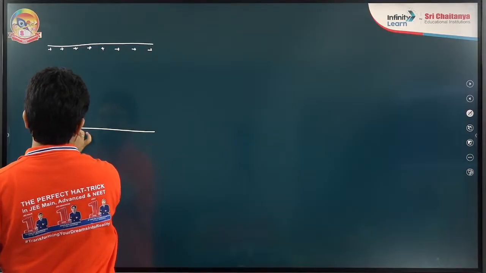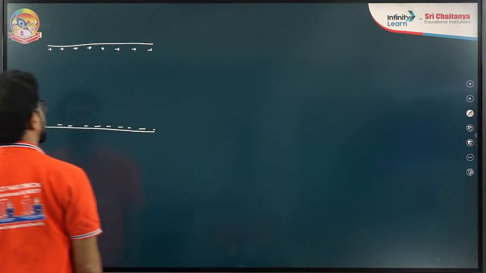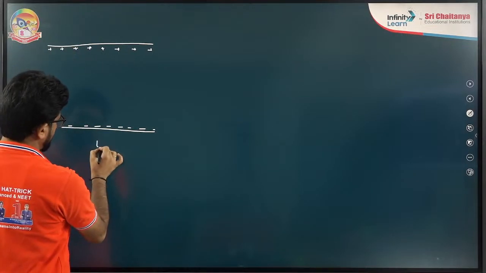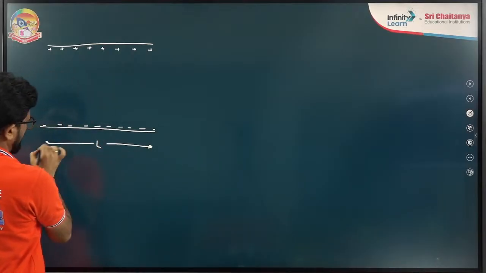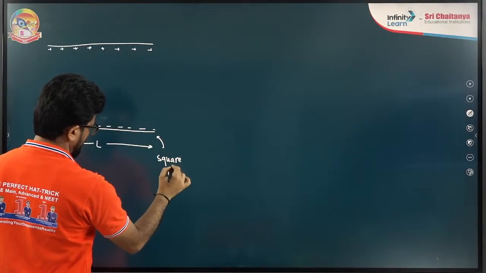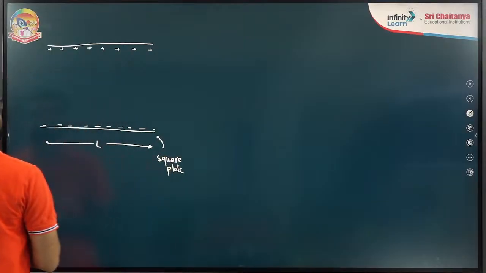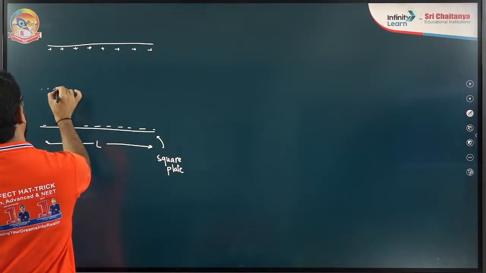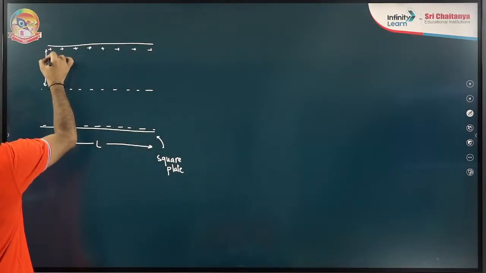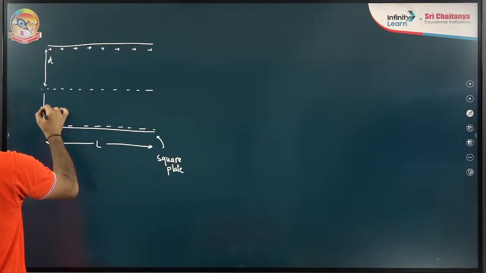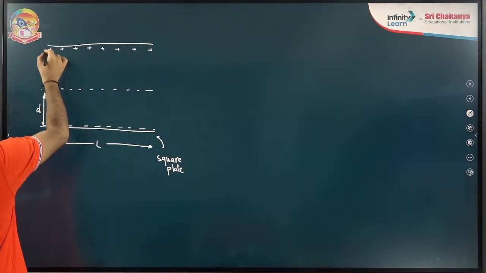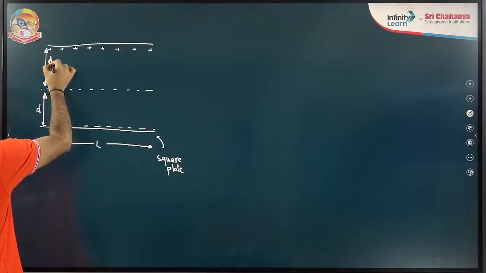These are charges. Here is the positive charge, and here is the negative charge. These are square plates. This length is L. Square plate. And if we assume here this distance is given to you, from here to here this distance is d, beta. Here to here also this distance is d. This distance is also d.